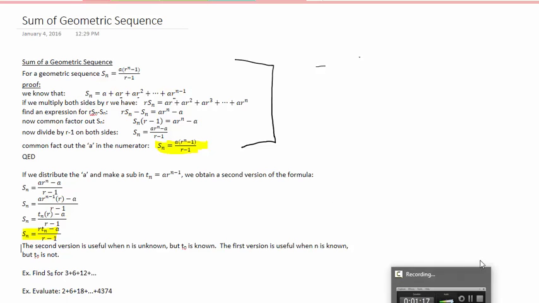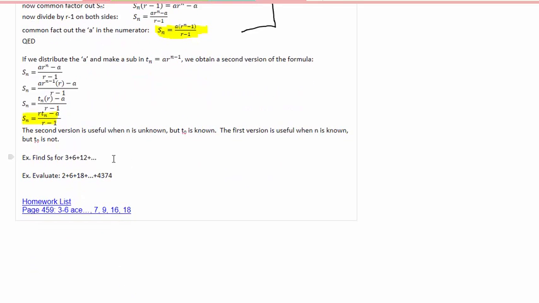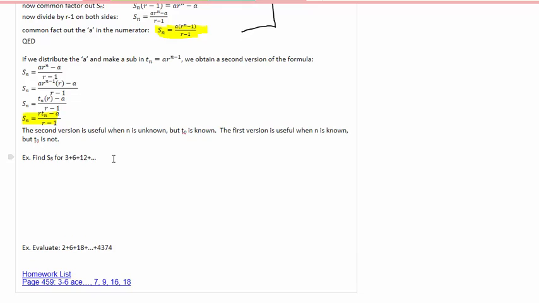Our first example here, make some space. We know that we want to find the sum of the first 8 terms. We know it's geometric. We're multiplying by 2 all the way through, but we don't know the last term. So if we don't know the last term, this is the formula that's going to be helpful.